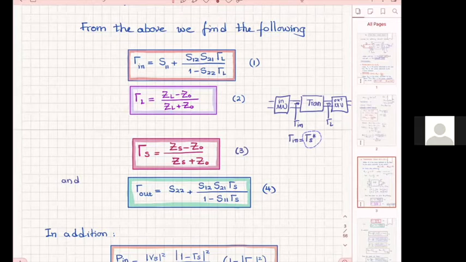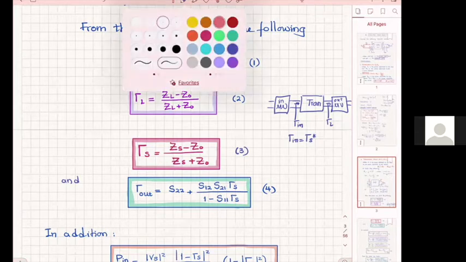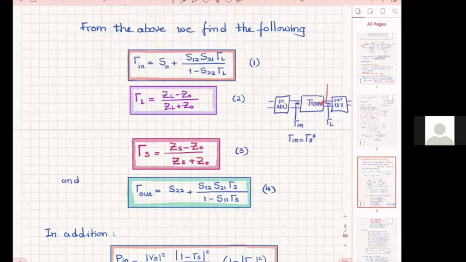So if you keep this in mind, gamma in depends on gamma L. Gamma out, which is this one, let me do it using a different color, depends on gamma S, excuse me. Gamma in depends on gamma L? Oh, yes, it's correct. Do you see that? Yeah, I see. Okay, gamma S here. All right, now keep that in mind.